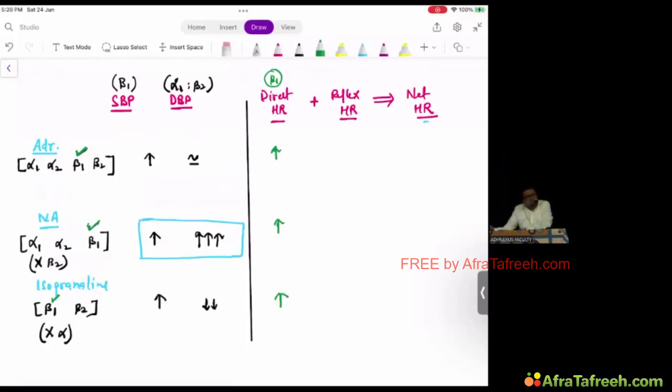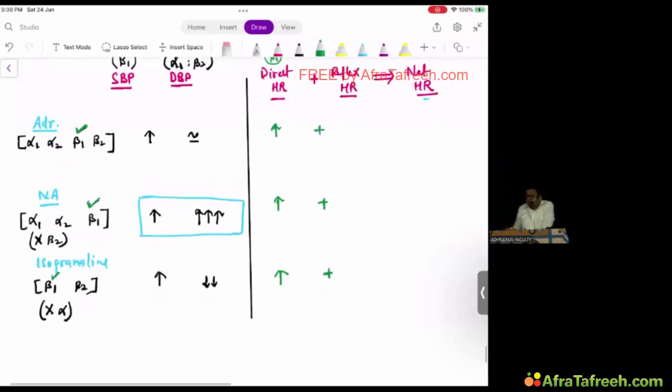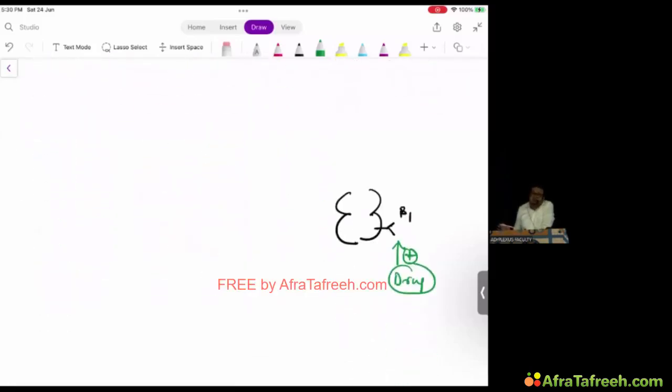Clear? All of them directly increase heart rate. They go to the heart, act on beta 1, and try to speed up the heart. Now we need to understand what this reflex action is. I have told you about the direct action. I hope that is clear. It is the direct action on the heart through beta 1.